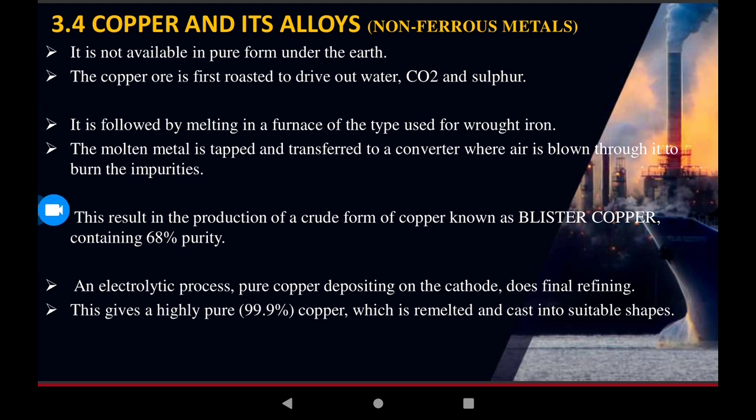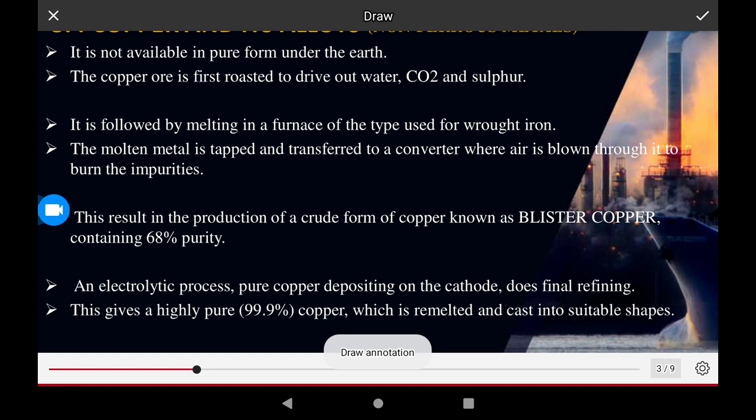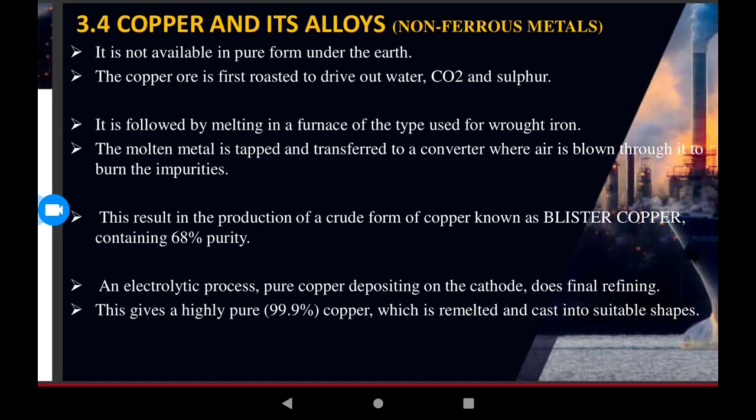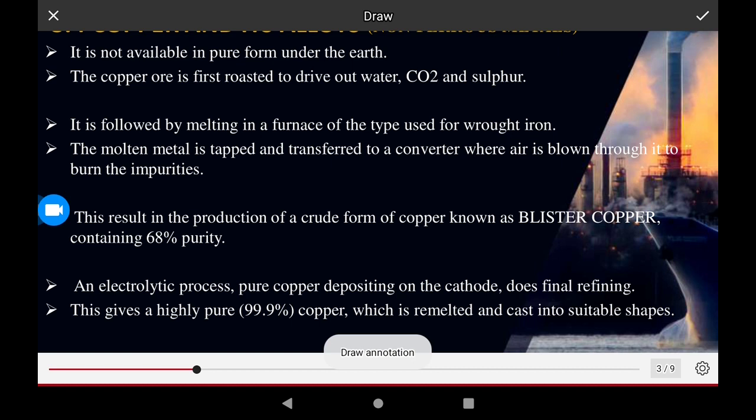Copper and its alloys are non-ferrous metals. It is not available in pure form under the earth. The copper ore is first roasted to dry out the water, CO2 and sulfur. It is followed by melting in a furnace.